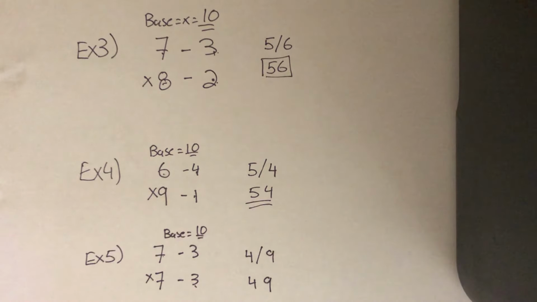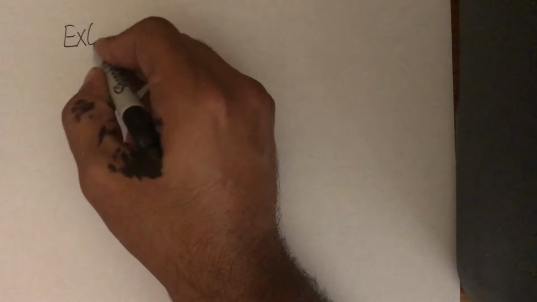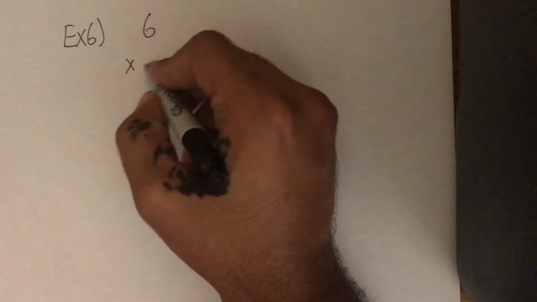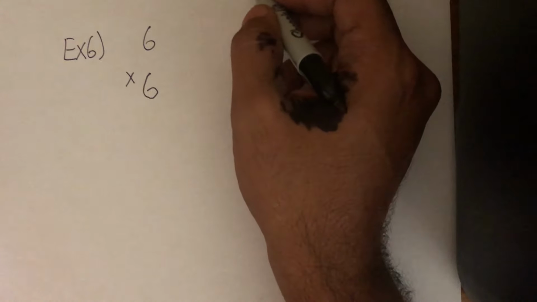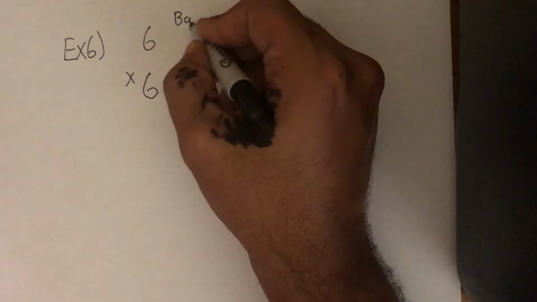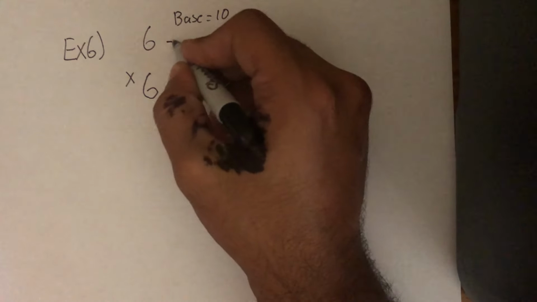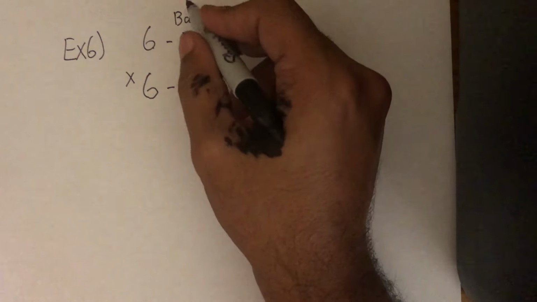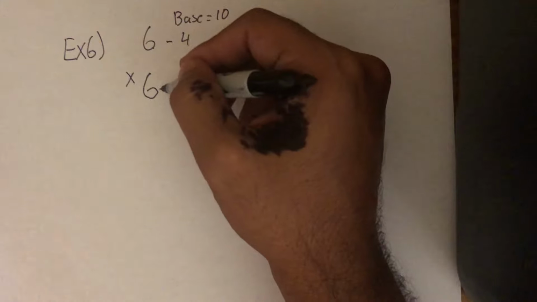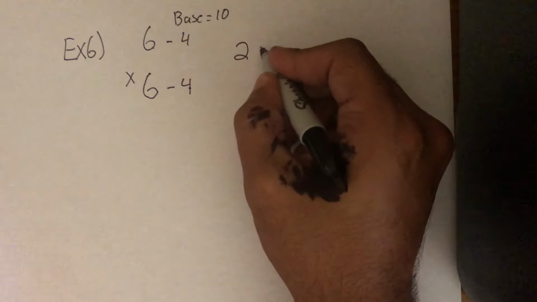Now let's do one with the carry. We're at example 6 now. Let's do 6 times 6. So don't forget the base is still 10. So this is 4 units away from 10. This is 4 units away from 10. 6 minus 4, or I could say 10 minus 4 minus 4, or 6 plus 6 minus 10. I get 2 as the first part of my answer regardless.